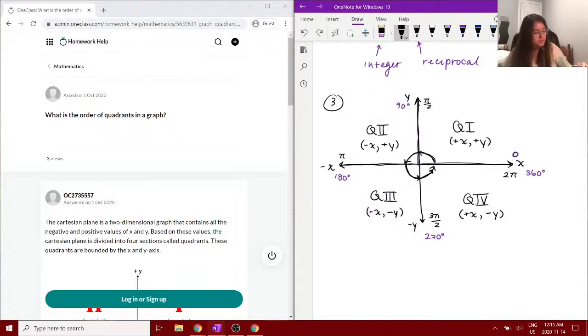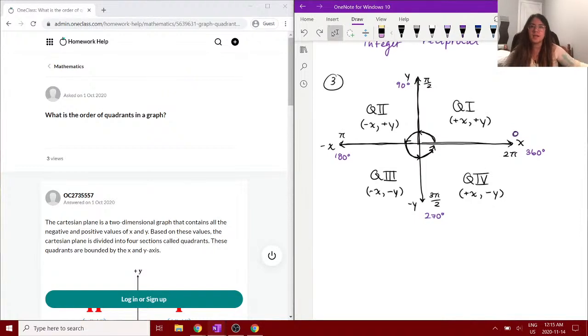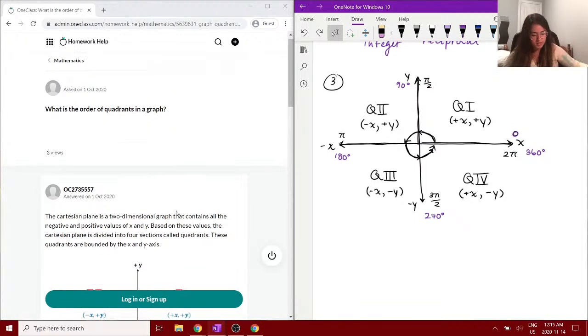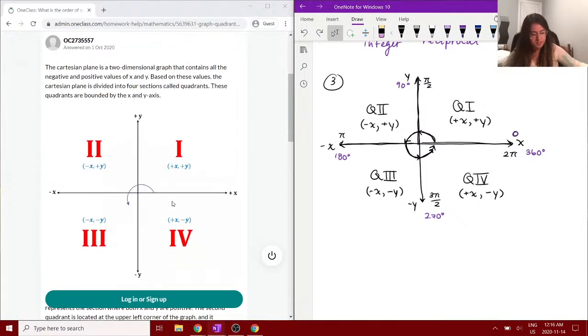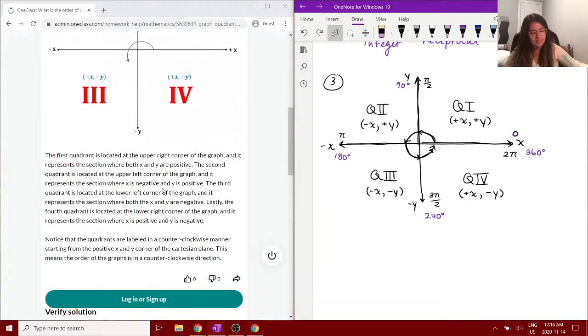Don't need those. And I think that's everything. Let's read through the solution here. The Cartesian plane is a two-dimensional graph that contains all the negative and positive values of x and y. Based on these values, the Cartesian plane is divided into 4 different sections, called quadrants, and they are bounded by the x and y axes.